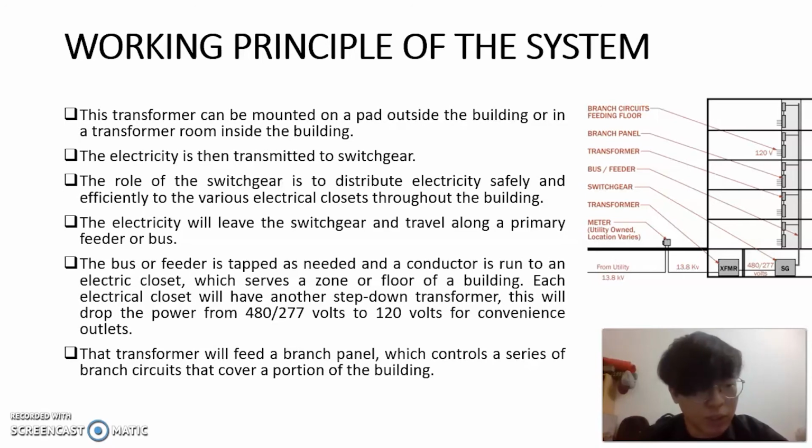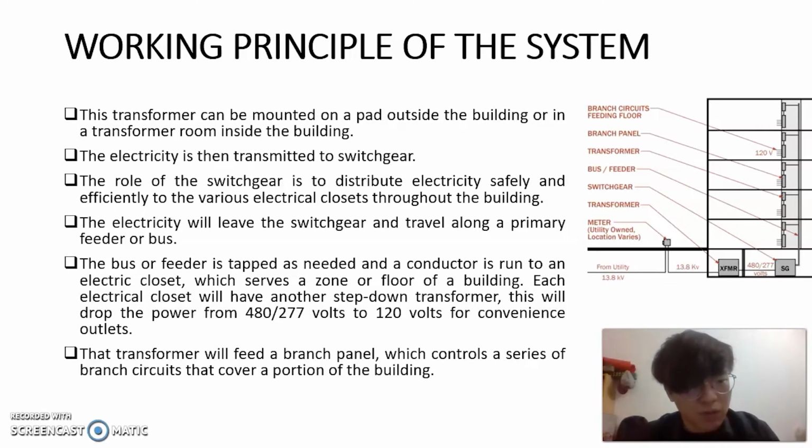It should be noted that a very large building or a building with a complex electrical system and multiple transformers may have multiple pieces of switchgear. The electricity will leave the switchgear and travel along the feeder bus. The feeder bus is tapped as needed, and the conductor is run to the electrical closures, which serve a zone of a floor or building. Each electrical closure has another step-down transformer. This will drop the power from 480 or 277 volt to 120 volt for convenient outlets.